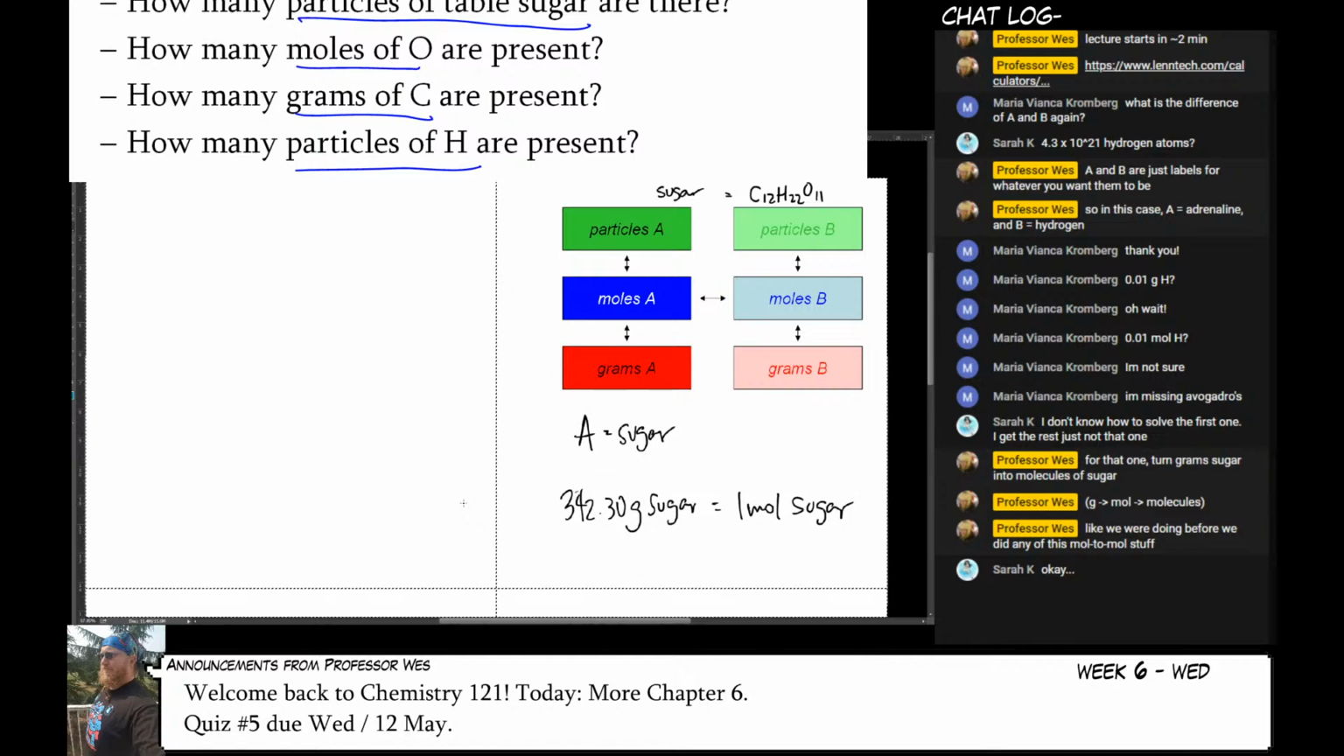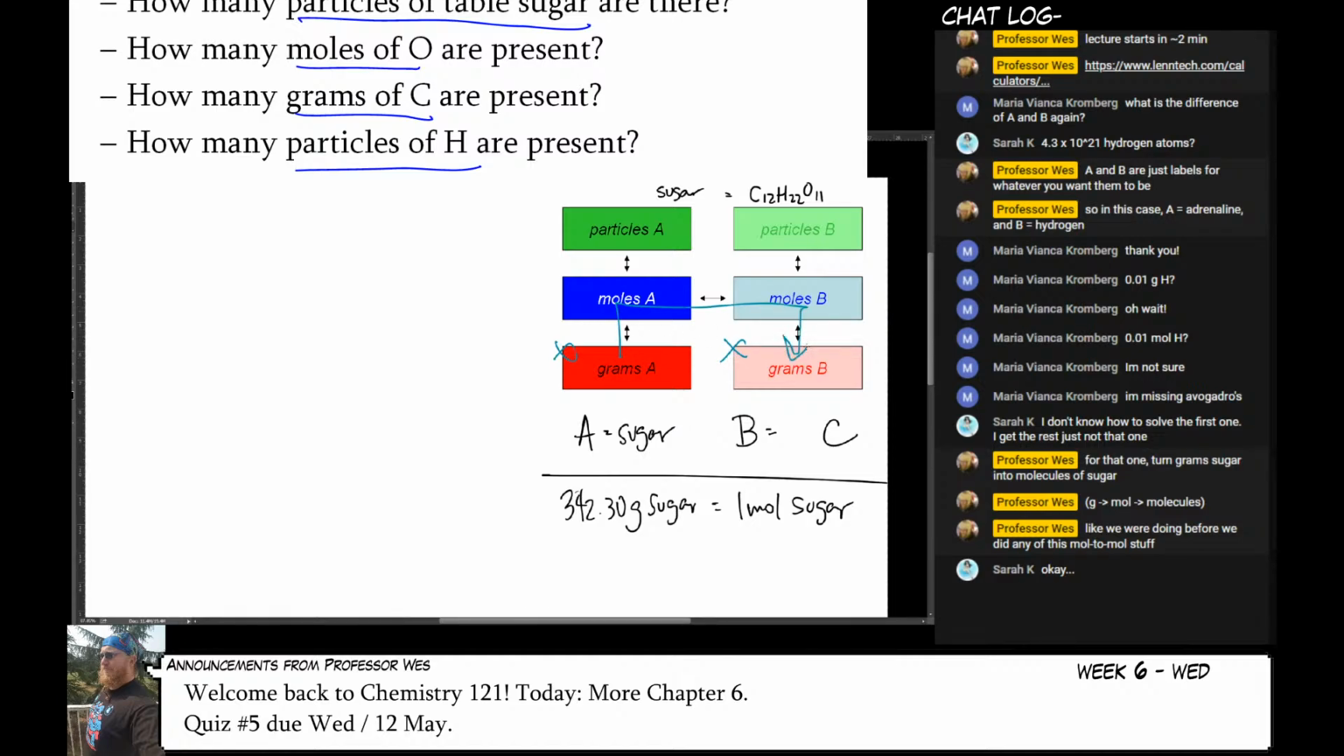All right, let's do the next problem here. We'll just keep everything here that we need. So the next problem, how many grams of carbon are there? So B is going to be carbon. I know it looks really stupid saying B equals C, but that's okay. We already did the first relationship to get us from grams to moles here. I want grams of carbon, so we're going to do this.